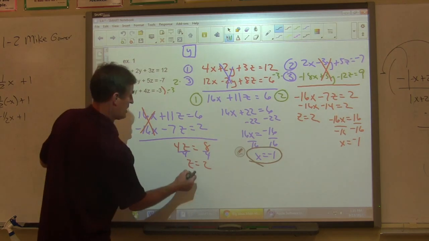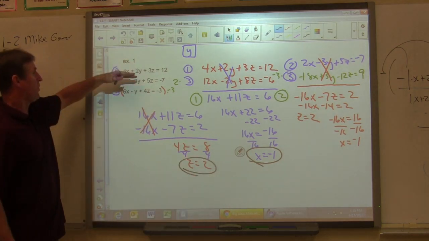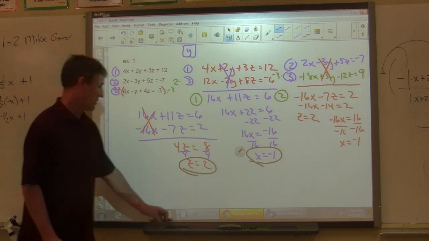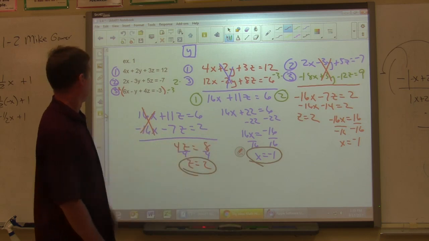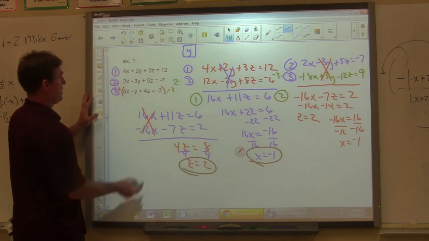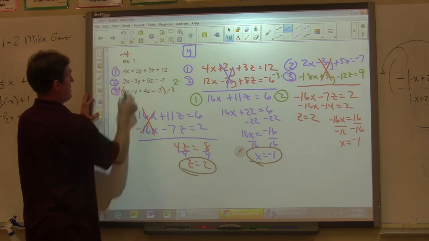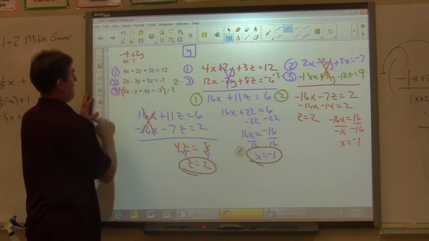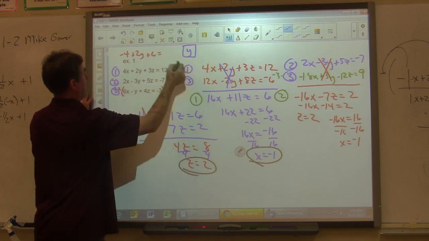And we know z is 2. So now we can go to any one of these three equations and plug them in and solve for y. So I'm just going to plug it into the first one. 4 times negative 1 is negative 4, plus 2y, plus 3 times 2 is 6, equals 12.